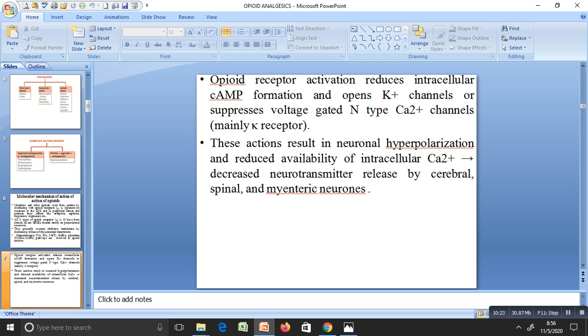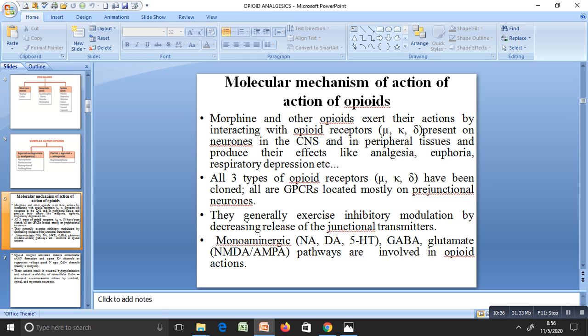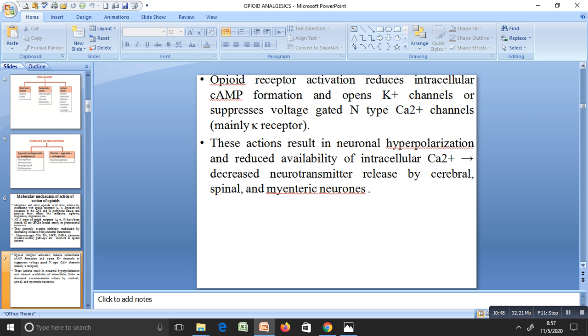Hope you're clear. We have three types of receptor: mu, kappa, and delta. They are G protein coupled receptors. They are present in the neurons in the brain and CNS and peripheral tissues. They will be producing inhibitory modulation by decreasing the release of transmitters. The main transmitters involved are noradrenaline, dopamine, 5-HT, GABA, glutamate. Activation produces a decrease in cyclic AMP, suppression of the voltage gated N-type calcium channels, and opening of potassium channels. Because of this, there will be neuronal hyperpolarization, reduced availability of calcium ion, so decreased neurotransmitter release by cerebral, spinal, and myelinic neurons.